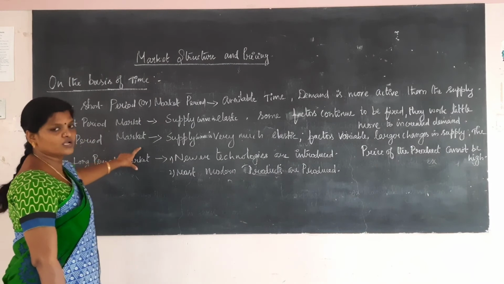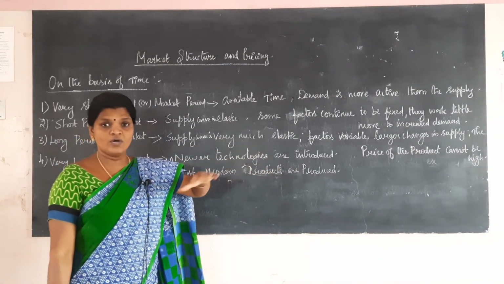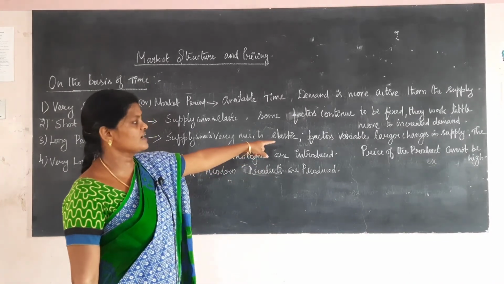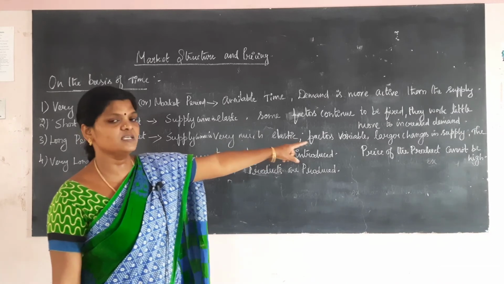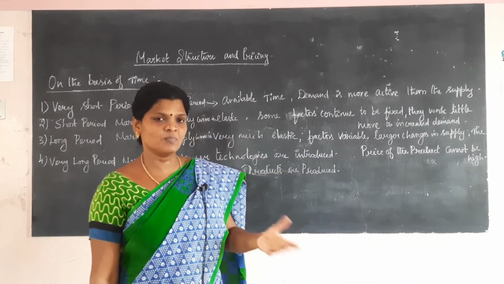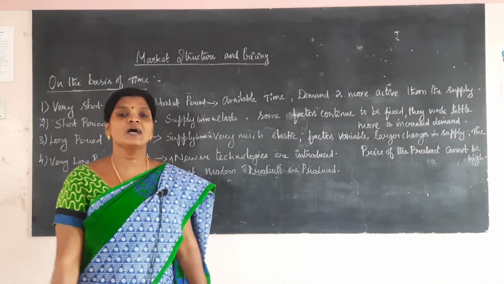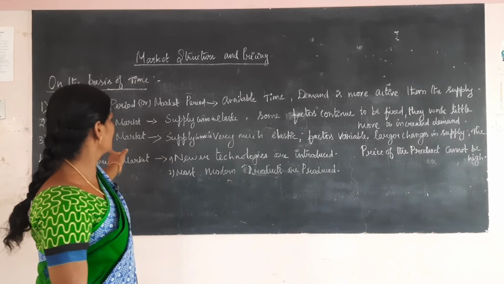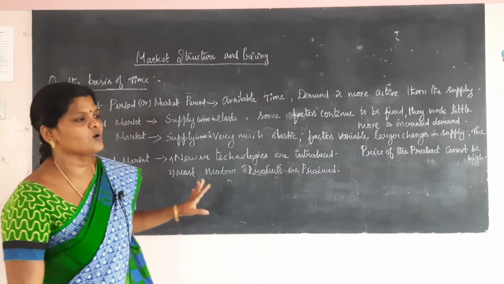Then in long period market, supply is very much elastic. Here the factors are variable, so there are larger changes in supply of the products. Then the price of the products cannot be high in this market. In long period market, it is a very low price or a stable price always.